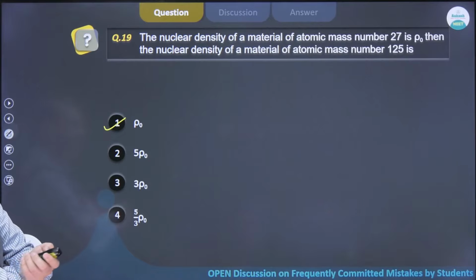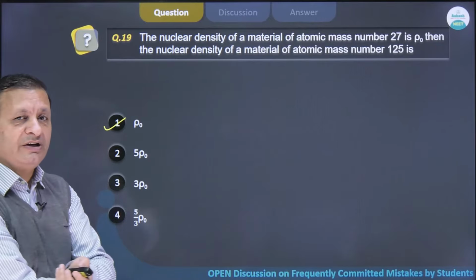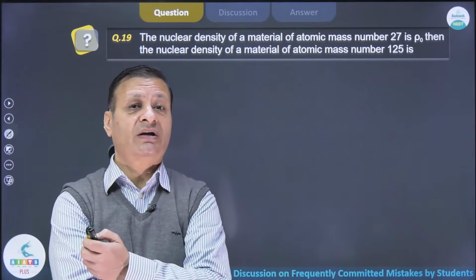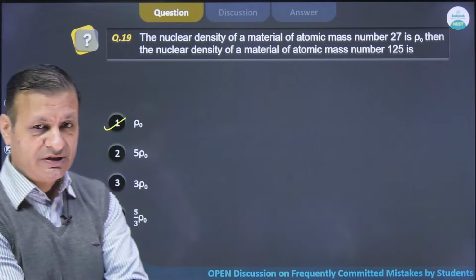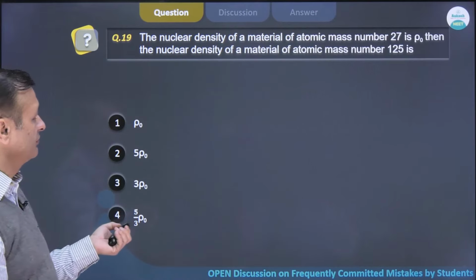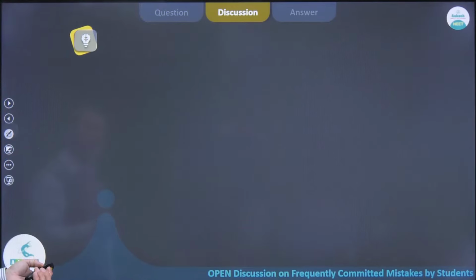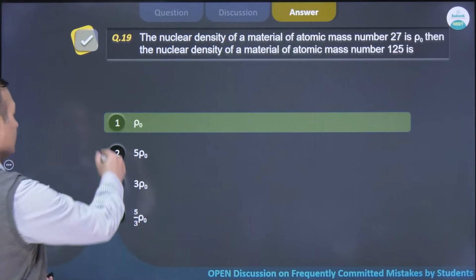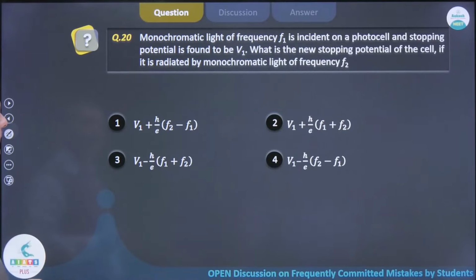So this is same, and this is of the order of 10 raised to power 17 kg per cubic meter. So this is the standard question. People can easily memorize it. Yes, this is rho naught only.